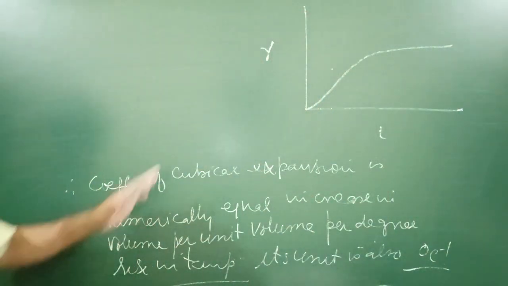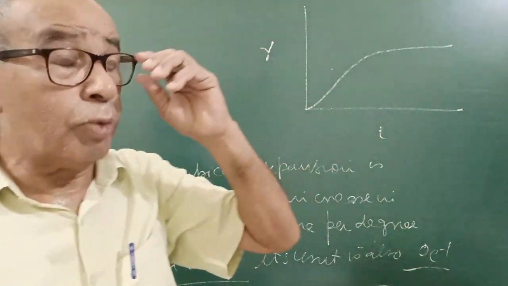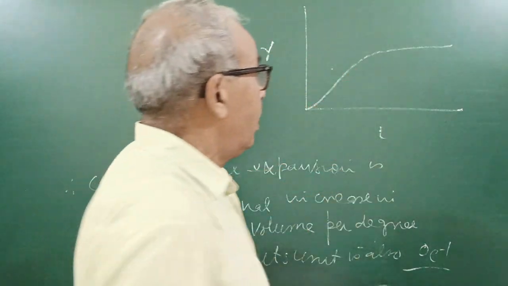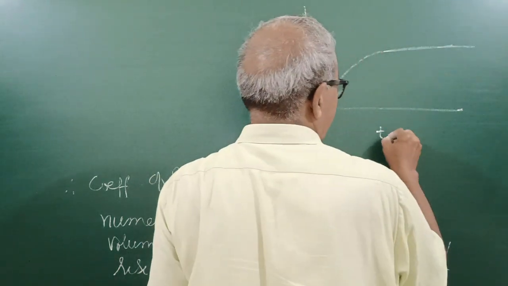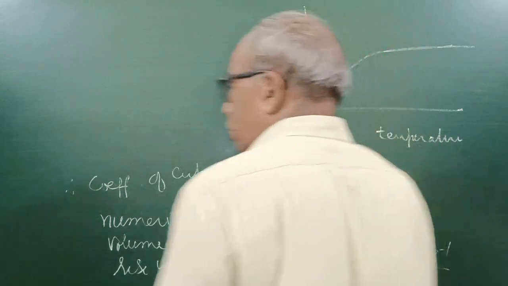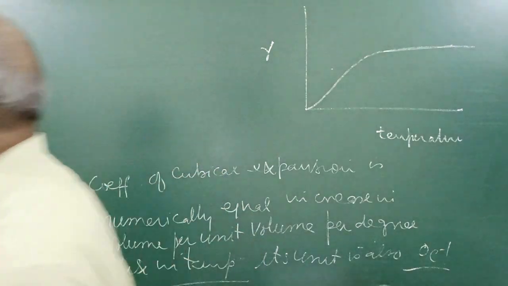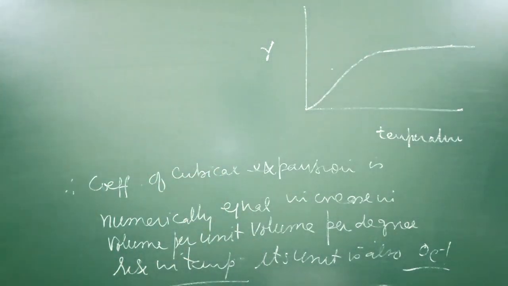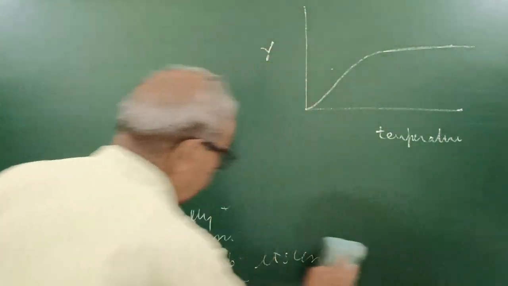Cubical expansion gamma, similarly linear expansion and superficial expansion, also vary with temperature in the case of solids, and at high temperature it becomes constant. So the given values in the table are average values. Gamma is exactly not a constant, it is also variable, but we are taking the average value here.